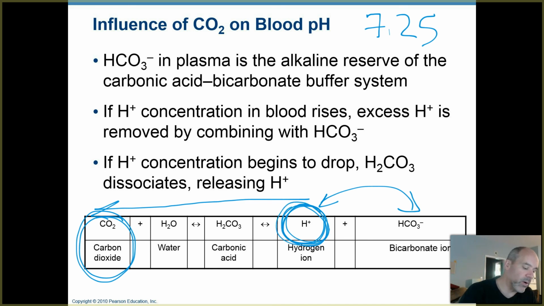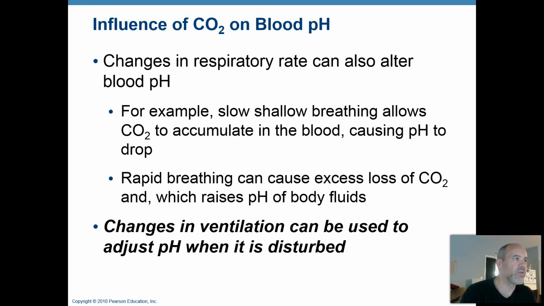So if you lower those, what's that going to do to your pH? Fewer hydrogen ions around will increase your pH. So that's going to help bring your pH back into the normal homeostatic range.